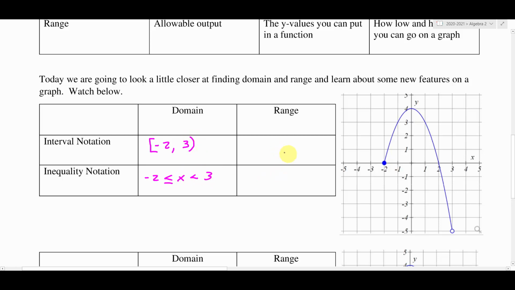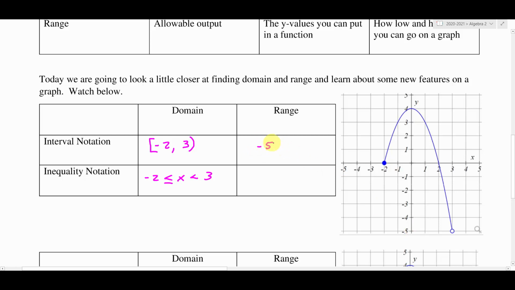All right, let's do the range. So remember, range is low to high, right? So how low can we go? How high can we go? All right, so I'm going to start with low, and the lowest point on this parabola is way down here, and that is at -5, right? So I'm going to put in my lower bound first.